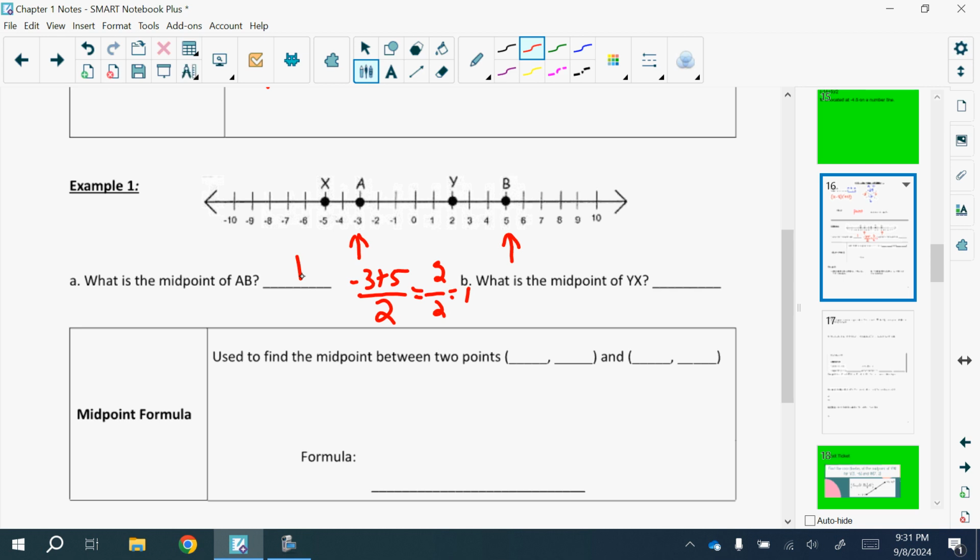What is the midpoint of YX? So we're going to do the same thing. So Y is right here. X is right here. So we have negative 5 plus 2 divided by 2. So this is going to go to negative 3 divided by 2. So you can leave it like this in fraction form, or you can say negative 1.5 for decimal form.